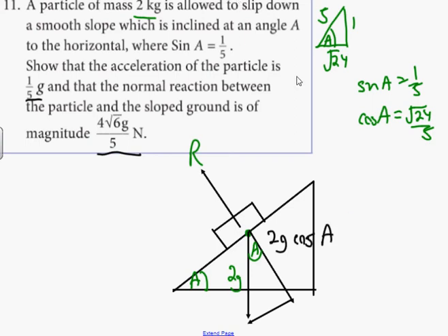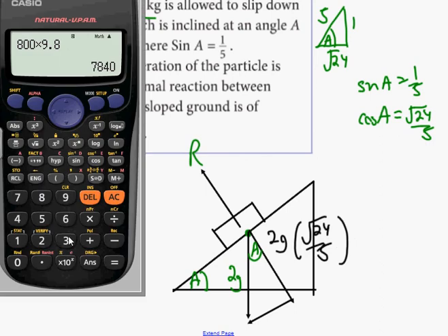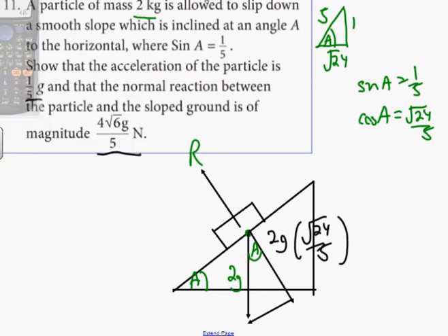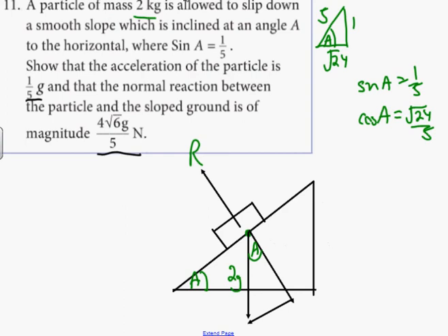What we know about cos A is that cos A is root 24 over 5. And then what I'll do there is I'll just multiply 2 by root 24 and then divide by 5. There's our 4√6 right there. 4√6 g over 5. So, see, this is actually a really easy question. 4√6 g, and the 5's on the bottom.